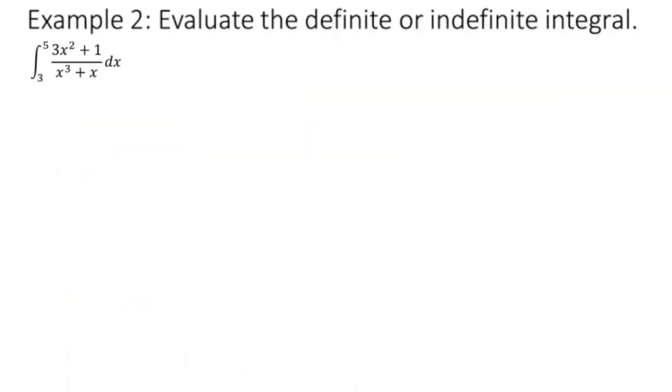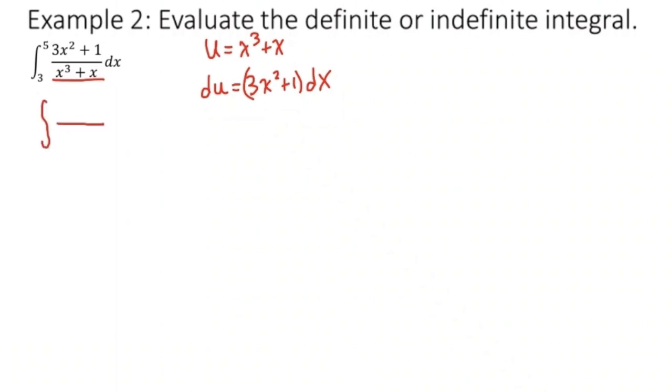Now we're going to evaluate the definite integral from 3 to 5 of 3x squared plus 1 over x cubed plus x. Integrals involving natural logs can be a little tricky to evaluate. With an expression like our integrand here, we don't really immediately see a function trapped inside of another function. So what we'll try to do is we'll make our denominator the u, and we get that our du is 3x squared plus 1 dx. Now let's see if this substitution works.